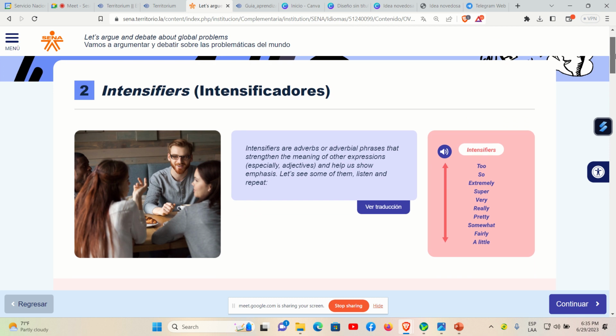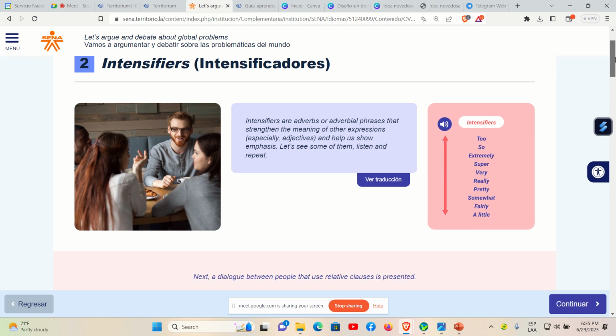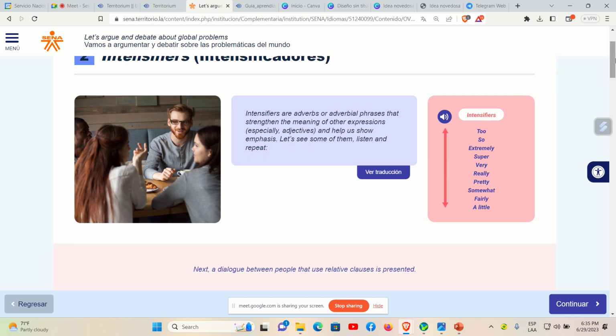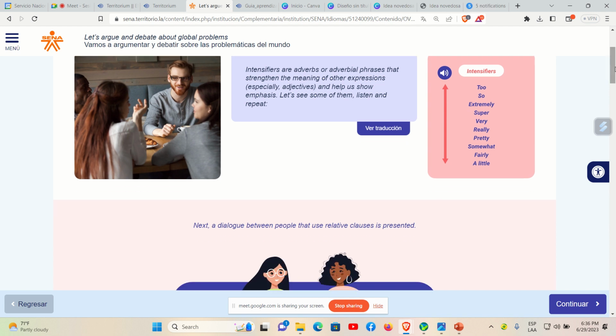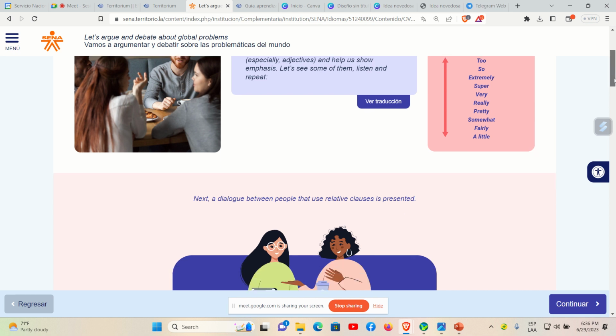Now we are going to study the intensificadores. These intensifiers are very important because in this way we can express how good or how bad is a situation. Okay, for example, we can use too, so, extremely, super, very, really, pretty, somewhat, fairly, and a little. Okay, so let's see.